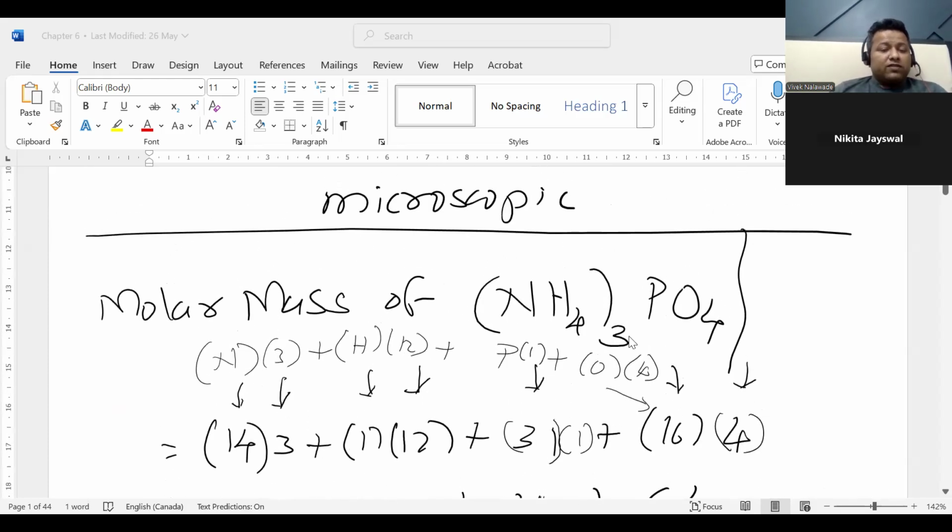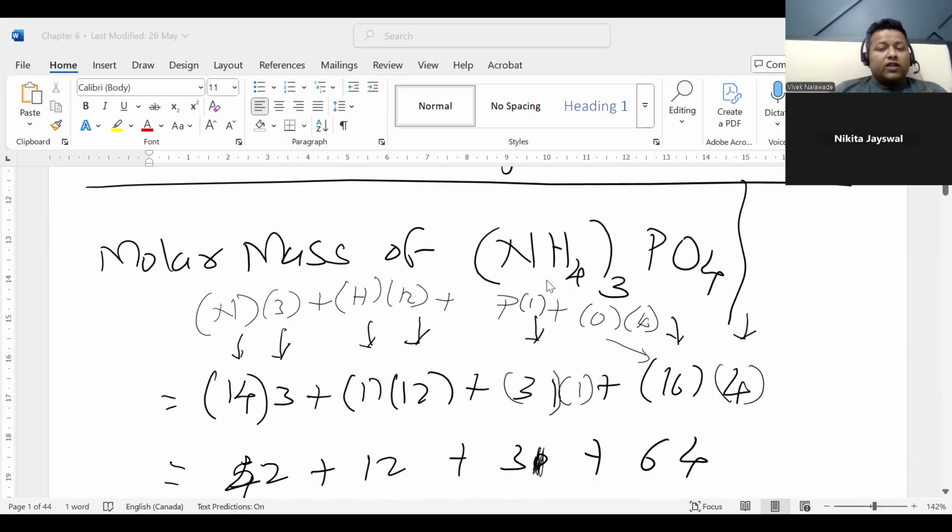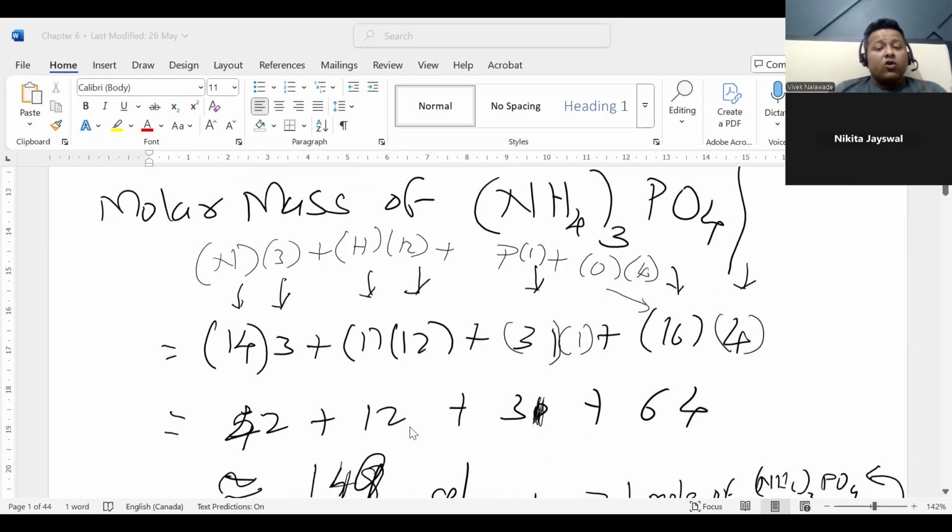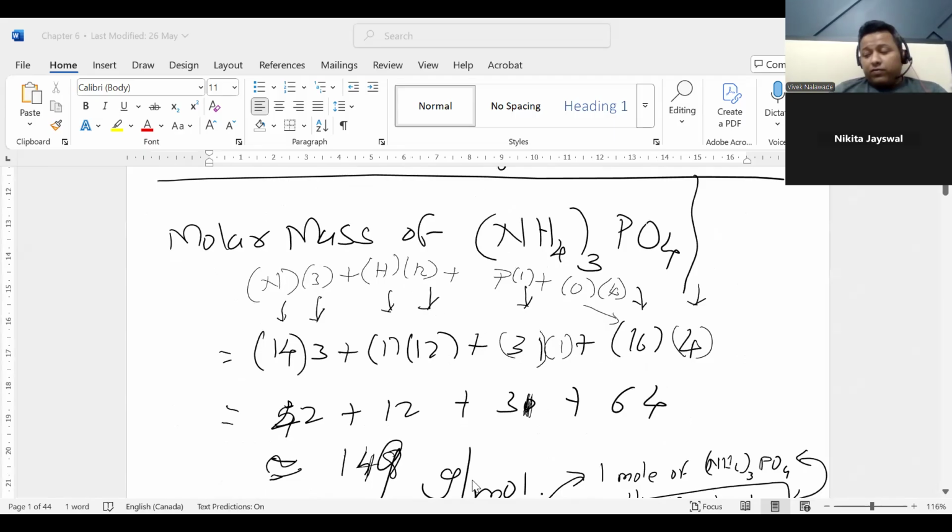For example, on the screen, that is ammonium phosphate. If you notice, there are three nitrogen atoms, 12 hydrogen atoms, one phosphorus atom and four oxygen atoms. I have taken the whole numbers. Nitrogen atomic mass is 14. Hydrogen atomic mass is 1. Phosphorus atomic mass is 31. Oxygen atomic mass is 16. If we do the multiplication and summation, what we get is 149 gram per mole.